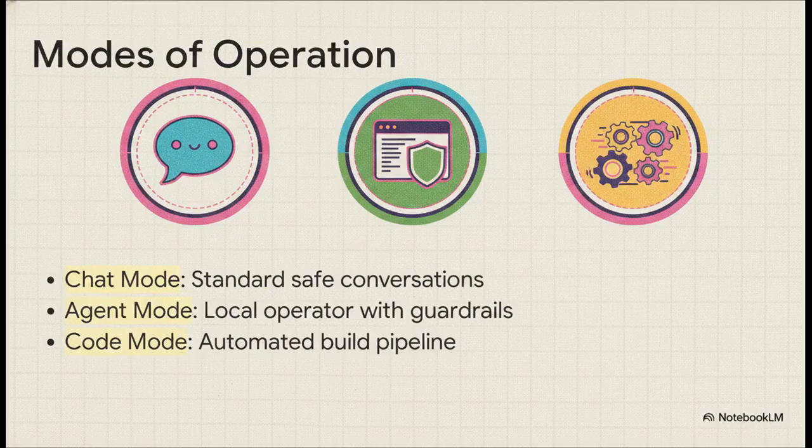The user experience is broken down into 3 distinct modes, which is great because it lets you scale the AI's autonomy depending on what you need. First, you have chat mode for your standard, safe conversations. Second is agent mode, where it acts as a local operator. It can use shell commands, read files, and browse the web, but always within strict guardrails. And finally, there's code mode, which is the full-on automated build pipeline.